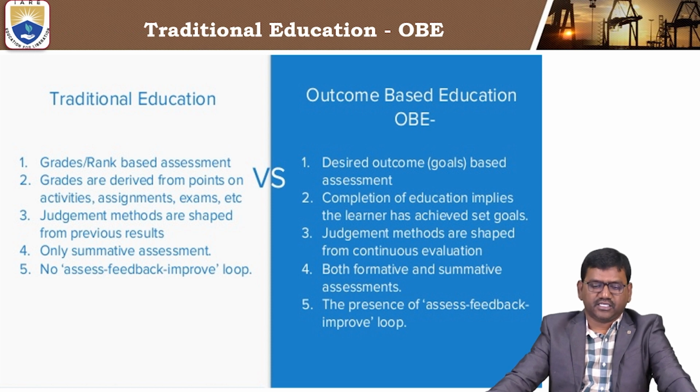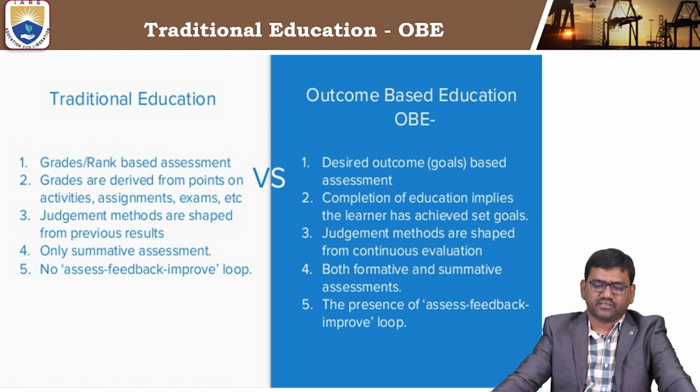In traditional education, grades are derived from points on activities, assignments and exams. Some assignments and exams are conducted, some tasks are given to the students, and grades are awarded based upon the tasks they have performed. So the judgment methods are shaped from the previous results. The performance of the student is based upon the previous examination result. In traditional education, summative assessment is carried out, and there is no assessment or feedback improvement loop in the traditional education system.